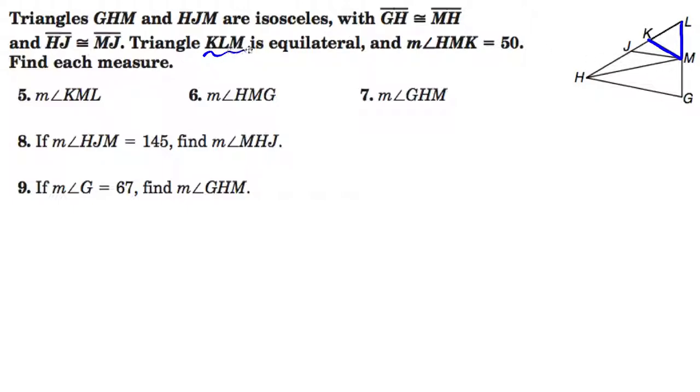Well, looking at this, I know that triangle KLM is equilateral, so that means that each angle is congruent. More specifically, each angle there is 60. So the measure of angle KML is 60. Looking at angle HMG now, I know that triangle GHM is isosceles.